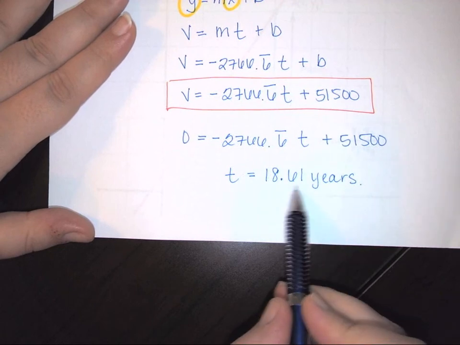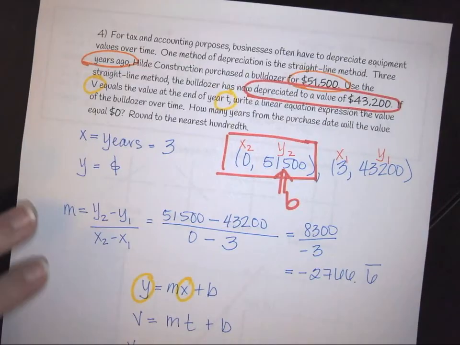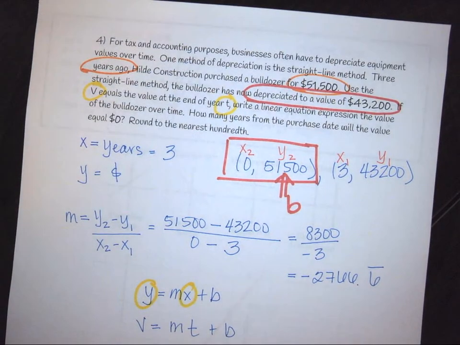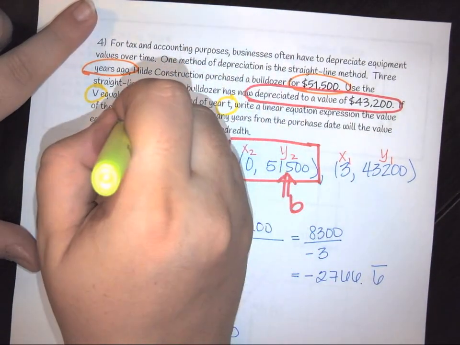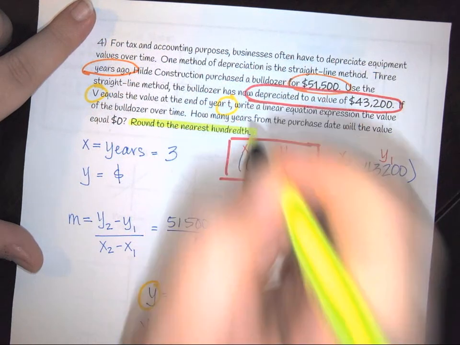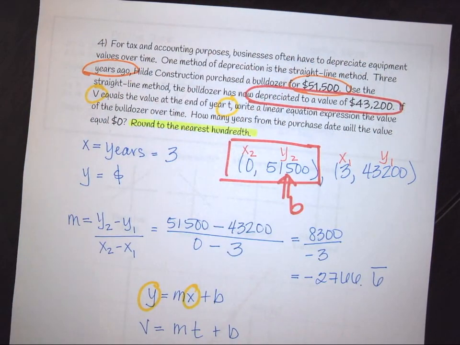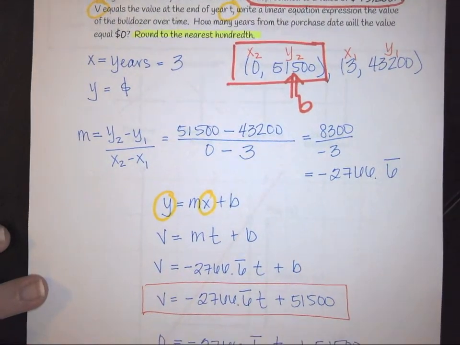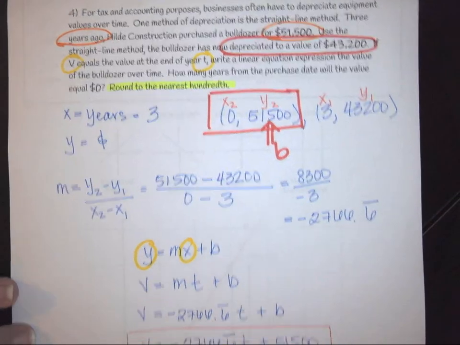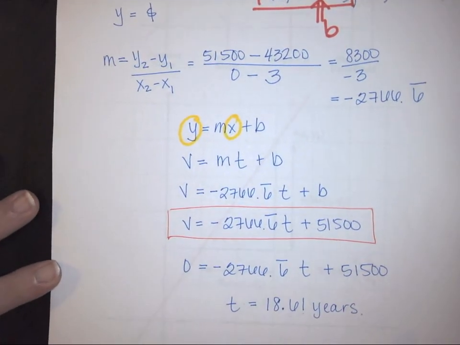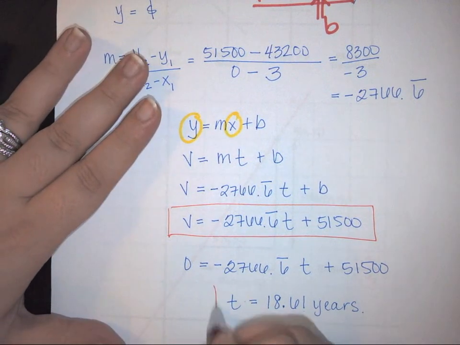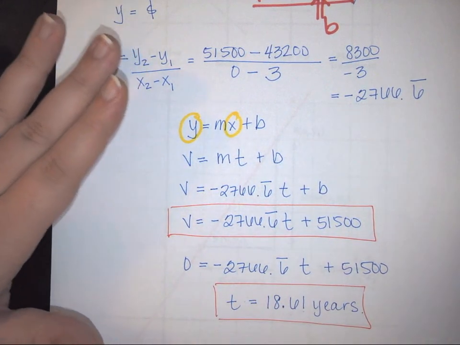Now, the reason why I rounded to 2 decimal places is because the very last thing that my problem said was how to round. Round to the nearest hundredth. And hundredth means 2 places. So there you have it, a very lengthy word problem broken down into the 2 answers that were required.